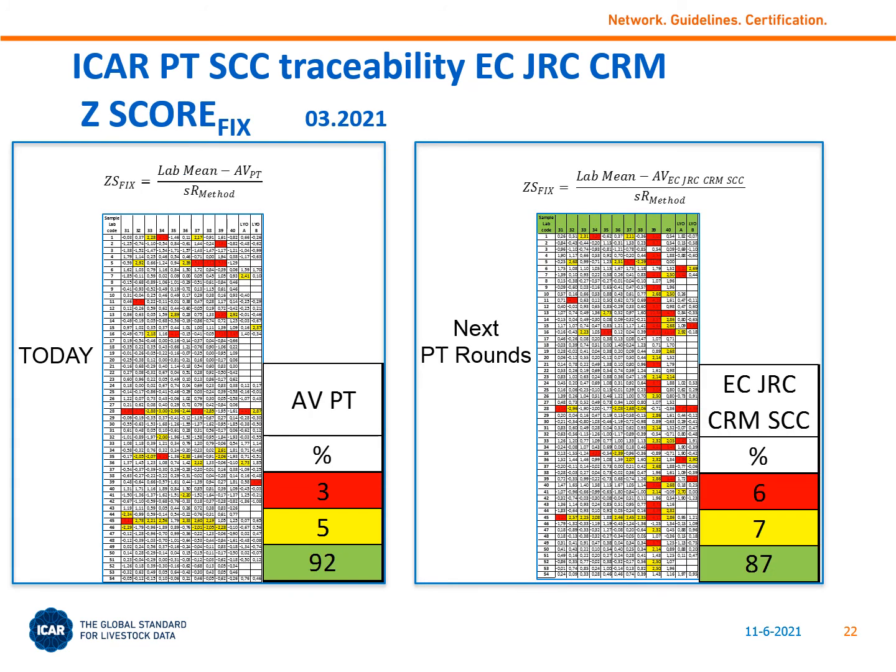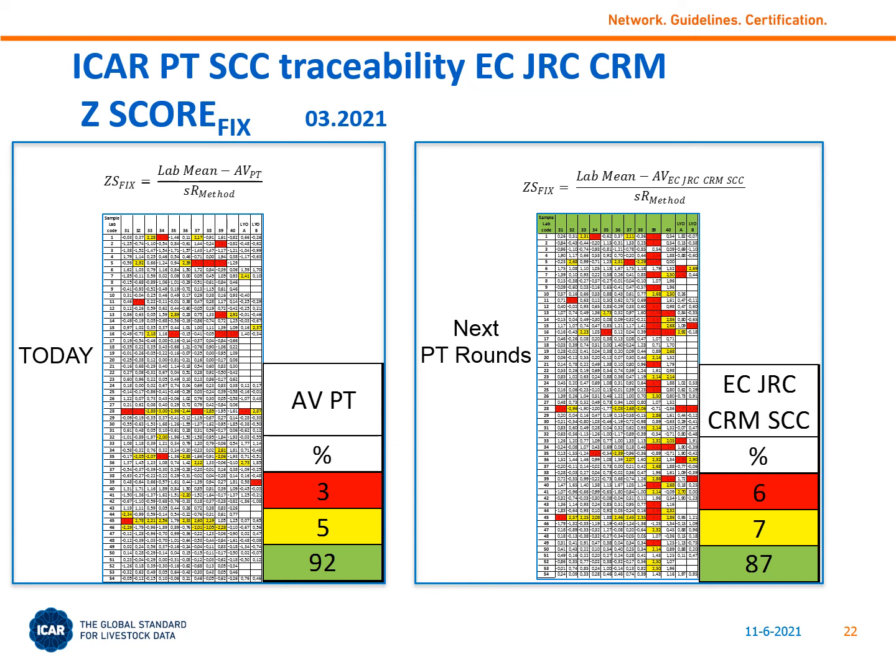At the moment, the Z-score fix is calculated as the ratio between the laboratory bias from the assigned values of the proficiency test and the standard deviation of reproducibility of the method. In the next PT round, instead of using the assigned values of PT, we will use the assigned values traceable to the certified reference material. At the denominator, we will always report the standard deviation of reproducibility of the method.